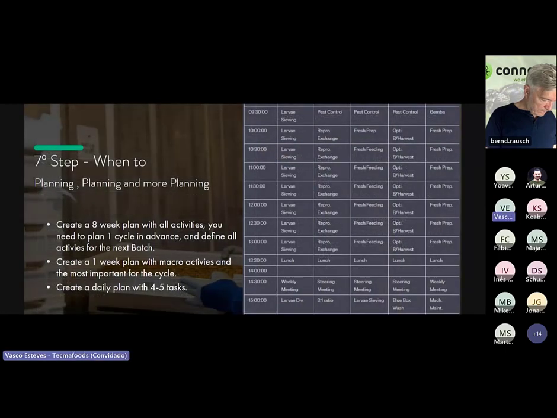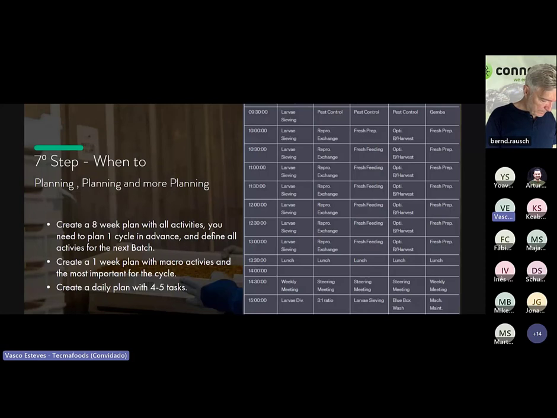7 is when to, so plan. We need to plan a lot. Our approach is to plan at least one complete cycle in advance. So focusing on what I'm going to do with the next batch, when I'm collecting the poop, when I think the beetles are ready, when I'm going to start breeding, when I'm going to start feeding, wet feeding, etc. So make an 8-week plan, the next cycle.